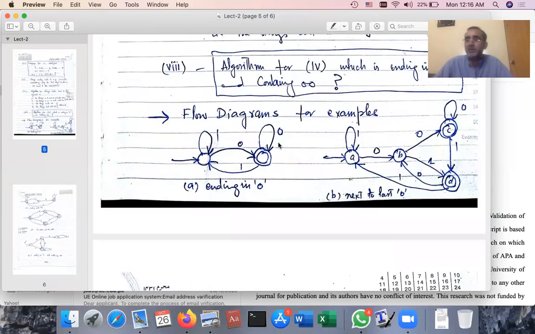Anyhow, let's have a check. Don't blame me in future. Now, so next to last 0. It means the minimum string is 0, next to last is 0. 0 0 is also valid. 0 1 is also valid. 1 0 is not valid because next to last is not 0. So 1 0 is not allowed.